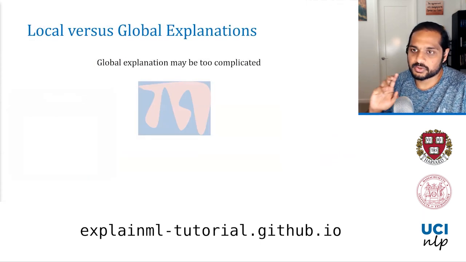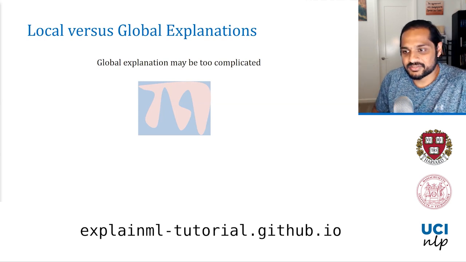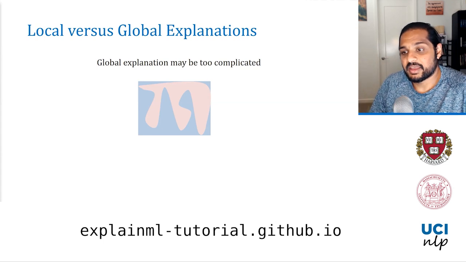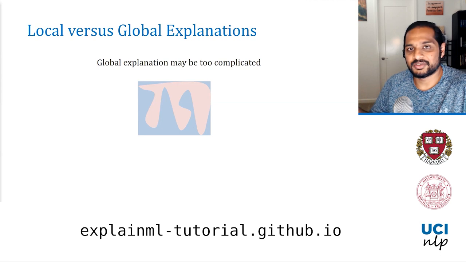Another aspect that we're going to be focusing a lot more on is contrasting local versus global explanation, right? So the explanation behavior that I talked about right now is to describe the whole classifier. So if your classifier is some really complex surface like this, your explanation is still responsible for explaining all of it. But sometimes it just might be way too complicated to communicate.